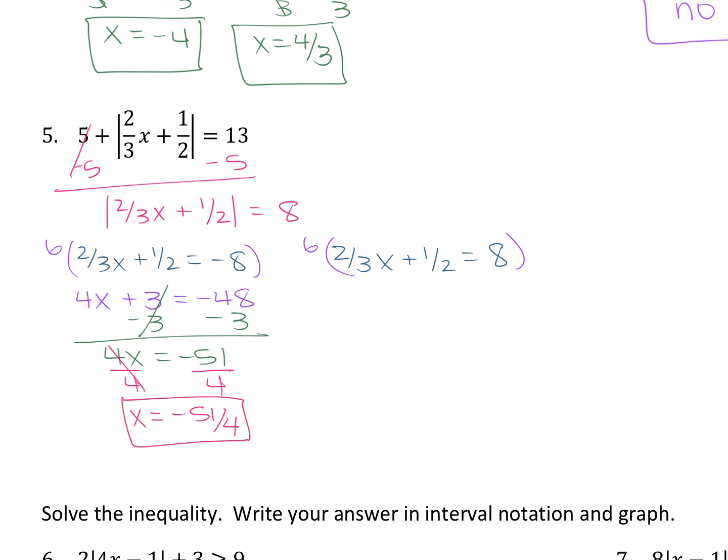For the other one, we multiply by 6. The 6 divided by 3 is 2, so 2 times 2x is 4x. The 6 times 1/2 is 3, and 6 times 8 is 48. We're going to move the 3 over by subtracting it from both sides. We get 4x is equal to 45. We divide each side by the 4, and we have that x is 45 over 4.